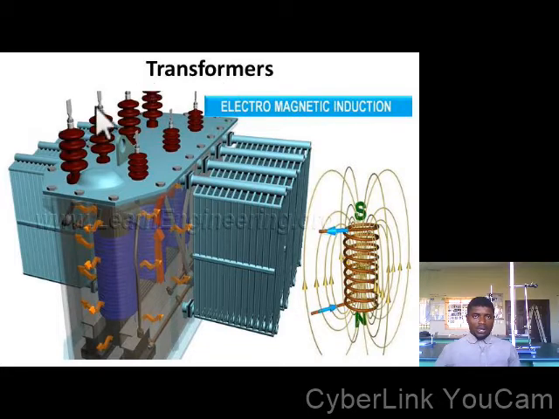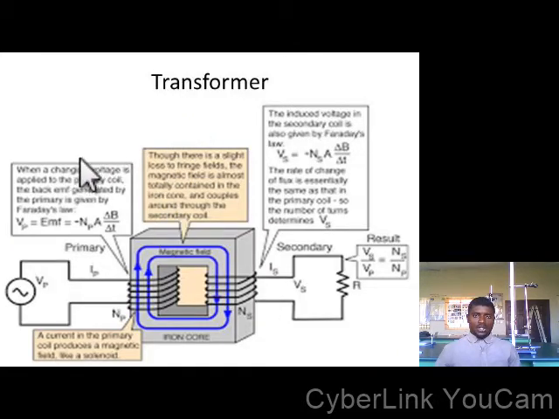So a transformer is not a new thing to you and me. This is a transformer. We want to look at the physics behind the working of a transformer today. These are pictures of a transformer. Primary coil, secondary coil, primary current, secondary current, secondary voltage, primary voltage, number of turns in the primary coil, number of turns in the secondary coil. This is the resistance. Take notes, let's move on.